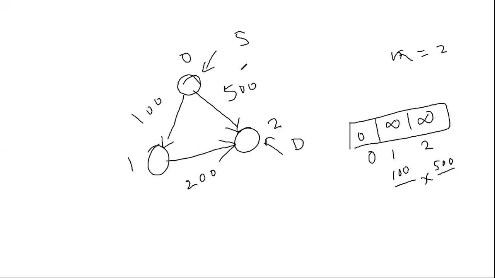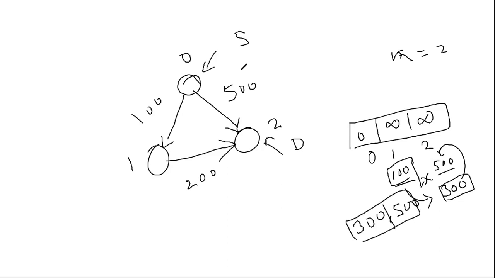Dijkstra uses a priority queue because it's a greedy algorithm that will only choose the value which has the least cost so far. So from 100, you can go to 2 with basically 200, which means price 300. It will add it into this queue. So this queue will have values 300 and 500. In the priority queue, 300 will be on top because it's a min heap.